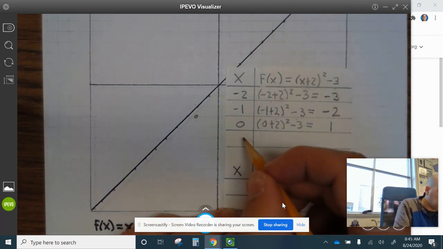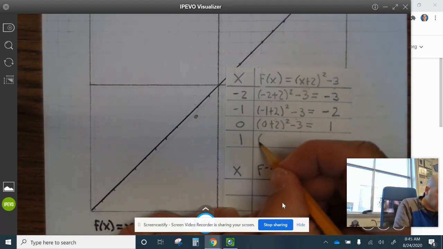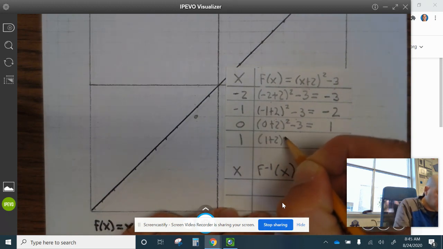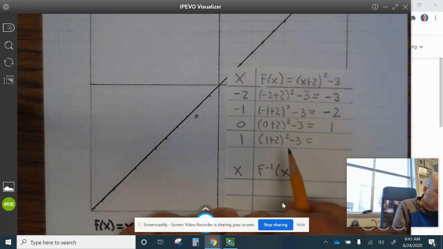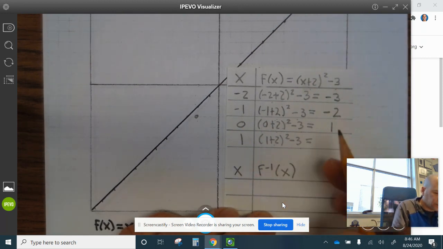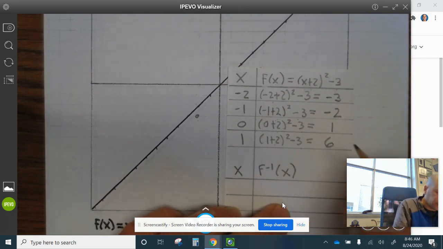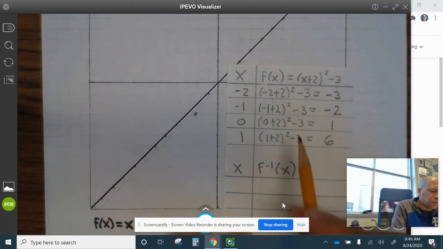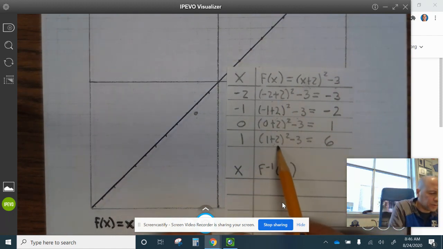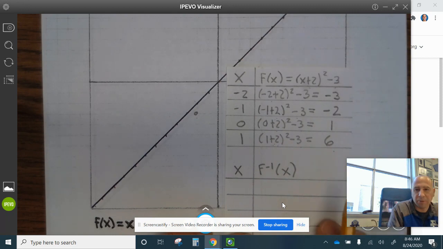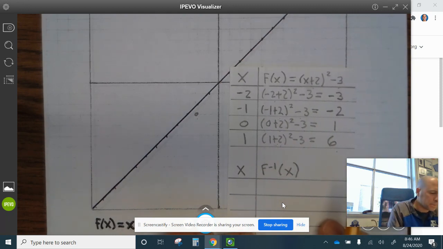And let's go one more point. Let's go when x is 1. So that's 1 plus 2 squared minus 3. Well, 3 squared is 9. 9 minus 3 is 6. And if you want to check, you can use Desmos or a calculator to plug those in. You'll see that those values line up. Okay. All right, so let's graph these points.